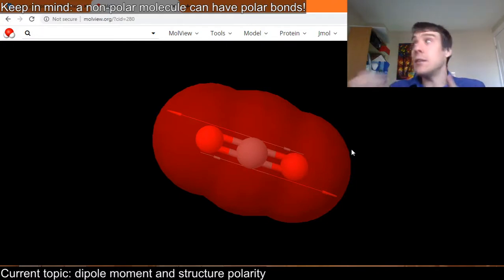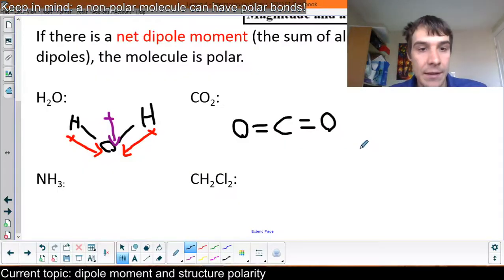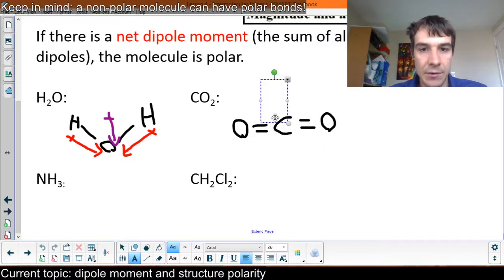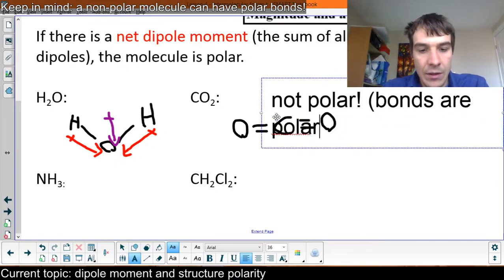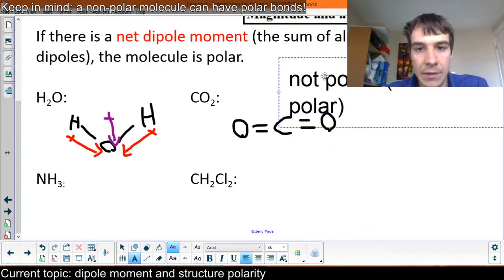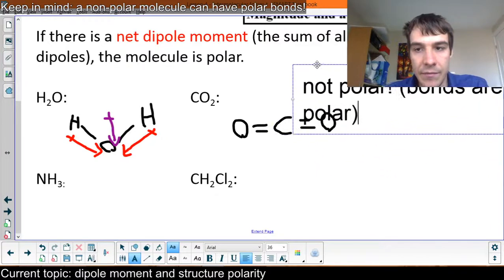It's like adding two opposite vectors, because that's exactly what it is. This is a vector issue. So not polar. Even though the bonds are polar, this is not polar. Right? Bonds are polar, but the molecule isn't. That's for CO2.